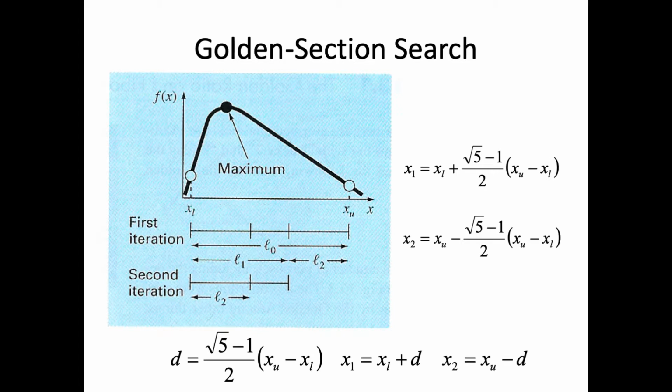2 results can occur. If f of x1 is greater than f of x2, then the domain of x to the left of x2, from xl to x2, can be eliminated because it does not contain the maximum. For this case, x2 becomes the new xl for the next round. If f of x2 is greater than f of x1, then the domain of x to the right of x1, from x1 to xu, would have been eliminated. In this case, x1 becomes the new xu for the next round.